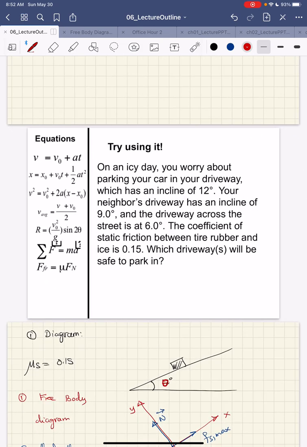Another one. On an icy day, you worry about parking your car in your driveway, which has an incline of 12 degrees. Your neighbor's driveway has an incline of 90, and the driveway across the street is at 6. The coefficient of static friction between tire rubber and the ice is 0.15. Which driveways will be safe to park in?